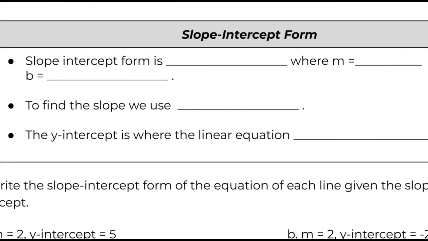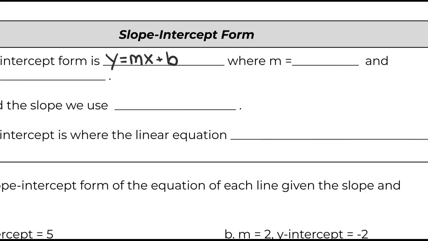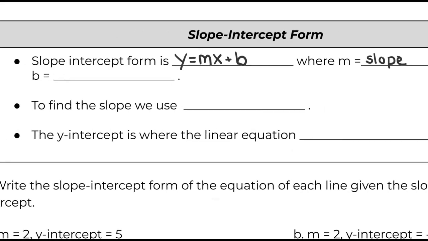Slope-intercept form is y equals mx plus b. You'll fill in the blanks on your note sheet, where m stands for the slope of your line, and b is your y-intercept.